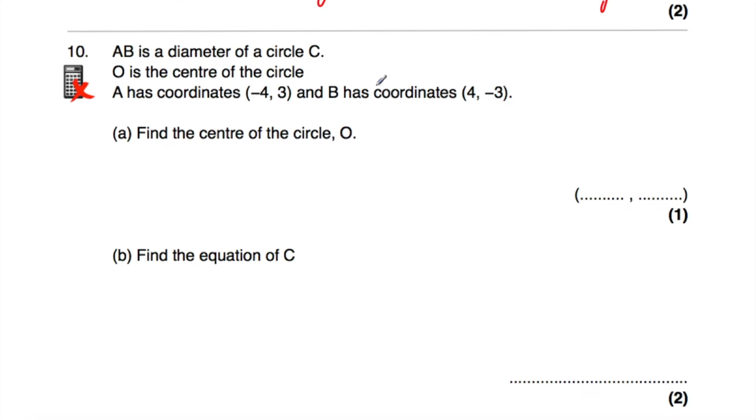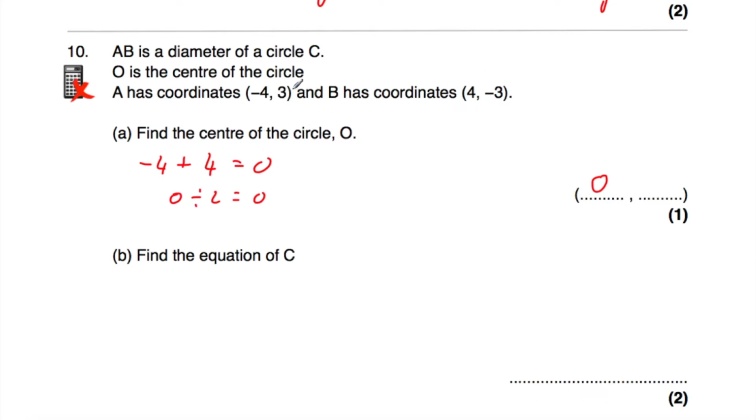And to find the midpoint of these 2 coordinates, we'll add them together and half it. So we'll add the x coordinates together. So we'll do negative 4 plus 4. Negative 4 plus 4 is equal to 0, and then 0 divided by 2 is equal to 0. So that means the x coordinate of the midpoint is 0, so that means the x coordinate of the centre of the circle is 0.